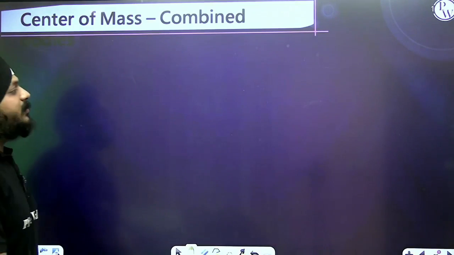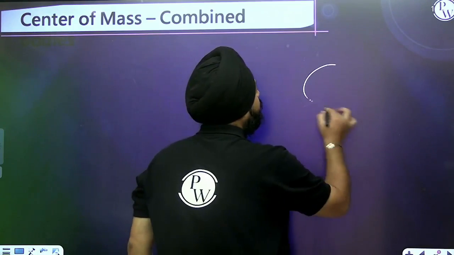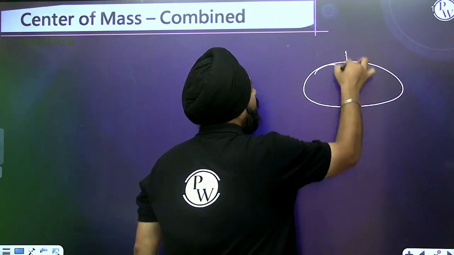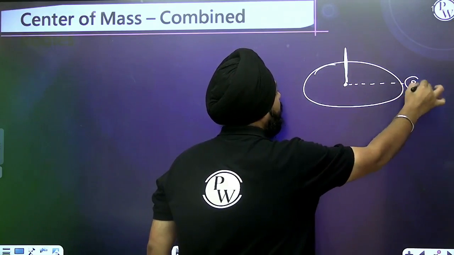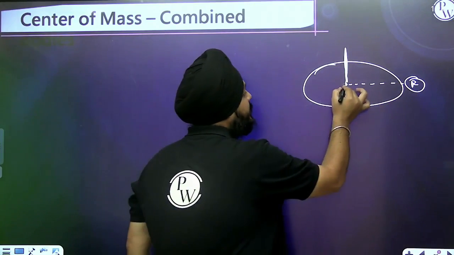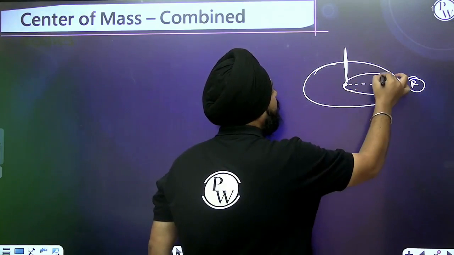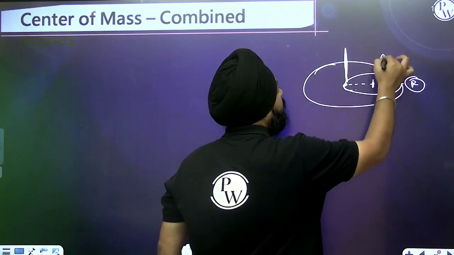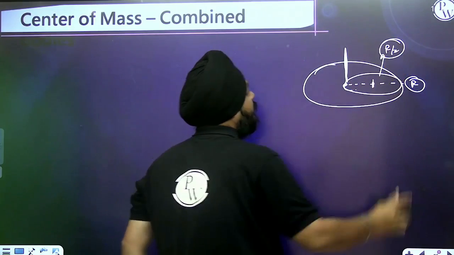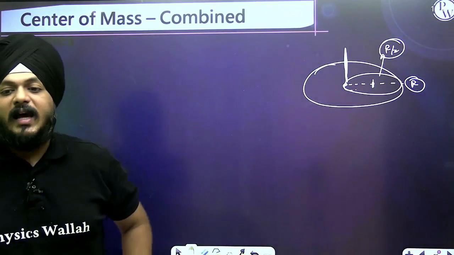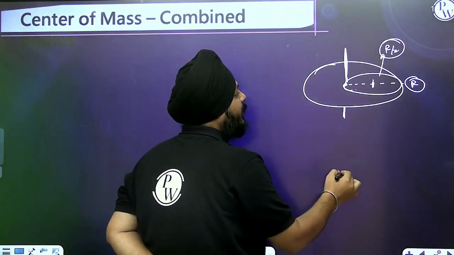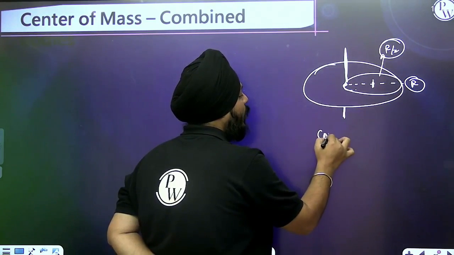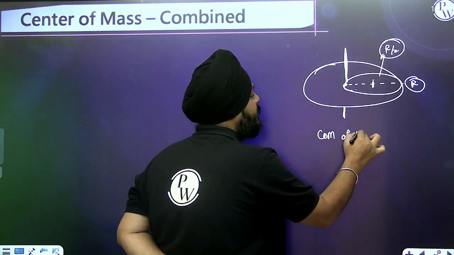See, now combined bodies. Let's say this is a disk of radius r. Another disk is kept in this way, of radius r by 2. Two disks are there: one of radius r, the second of radius r by 2. What will be the center of mass of the new system?